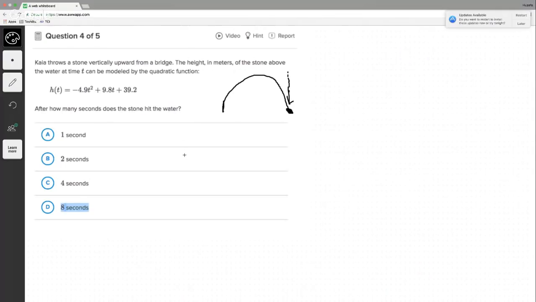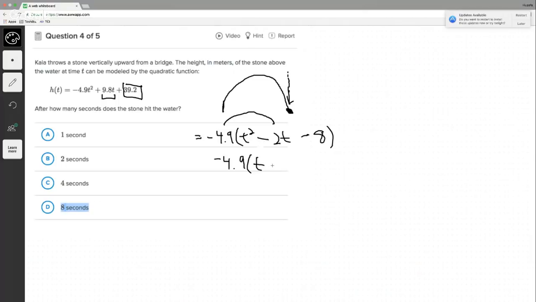We have to factor this, and let's see if it factors nicely. Yeah, you can pull 4.9 out of everything. So we're going to factor it like this. We have negative 4.9 on the outside, t squared left here, minus 2t, because 4.9 times negative 2 is positive 9.8. And then minus 8, because minus 8 times minus 4.9 gives us 39.2. Now we should be able to factor this pretty easily: negative 4.9 times t minus 4 times t plus 2.